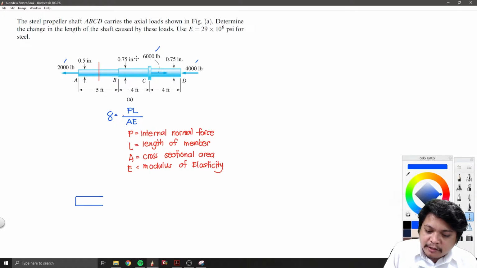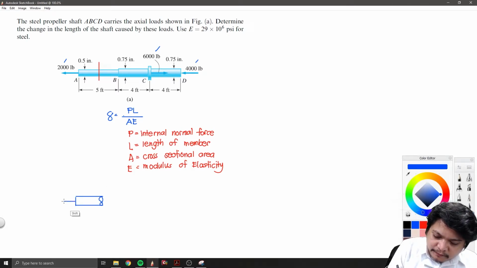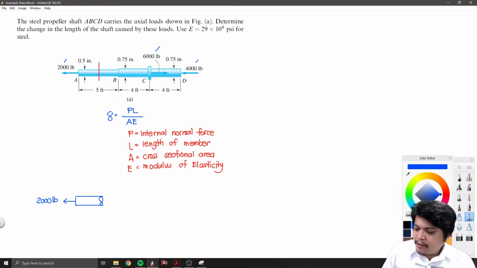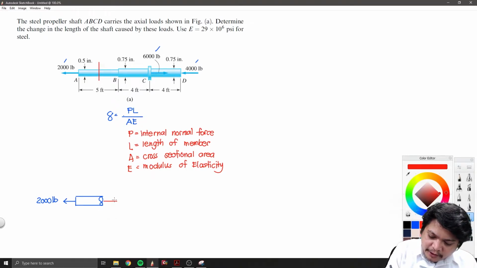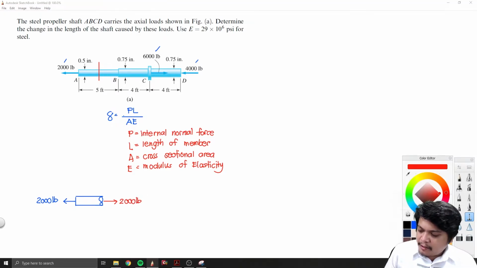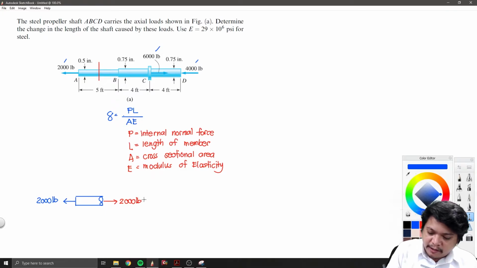Determine the change in length of the shaft. Okay. So, dito meron akong 2,000 pounds. Ngayon, para maging equilibrium yan, magkakaroon ako ng internal force dito. So, that is around 2,000 pounds also. Okay? So, this is now the PAB. We call it as PAB.